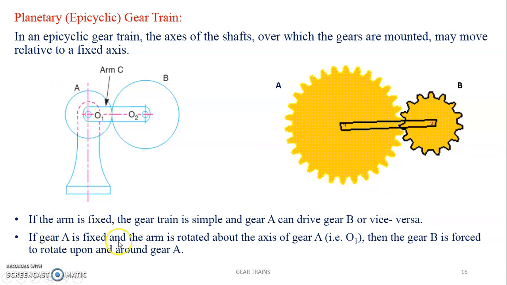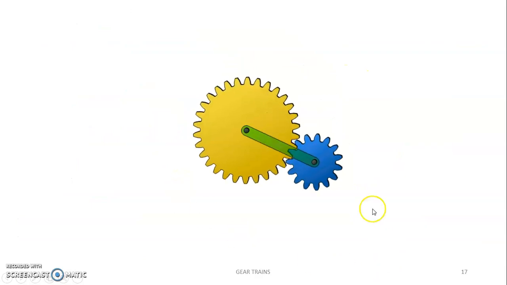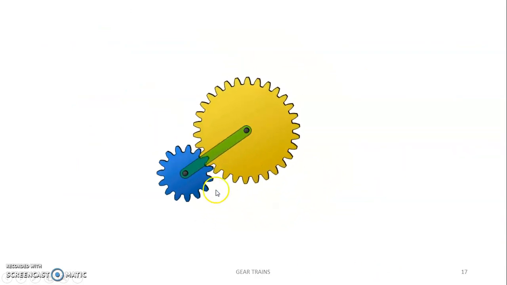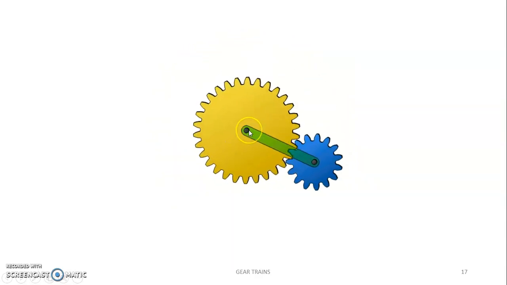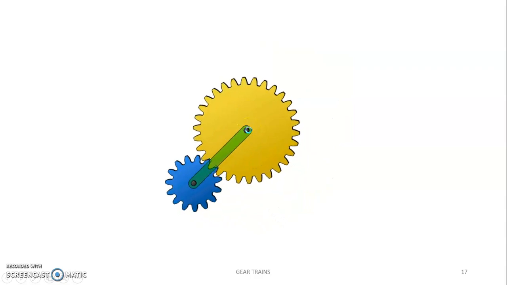But if gear A is fixed and the arm is rotated about the axis of the gear, then B is forced to rotate upon and around A. If I fix A and give rotation to B, what will happen? B will rotate around A. It will first of all rotate about its axis O2, but also rotate about the gear A. Such an arrangement is known as epicyclic gear train. See here, gear B moves about its axis as well as about the center of the bigger gear. So such an arrangement is known as epicyclic gear train.